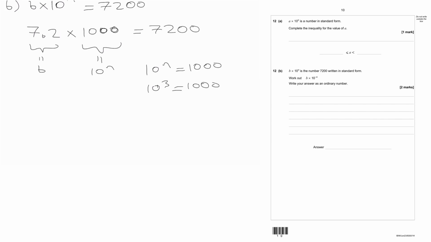And in fact, if you read the question carefully, which I almost didn't, we want to work out b times 10 to the minus n. So in this case, it's going to be 7.2 times 10 to the minus 3.